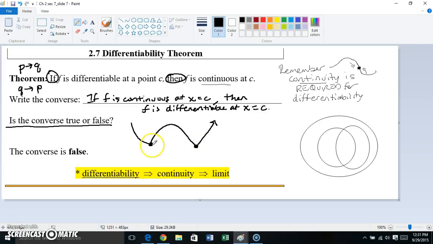Okay, what's happening at these 2 points? We have a sharp point, so we do not have continuity. And in our last example, I'll just make this graph continue.